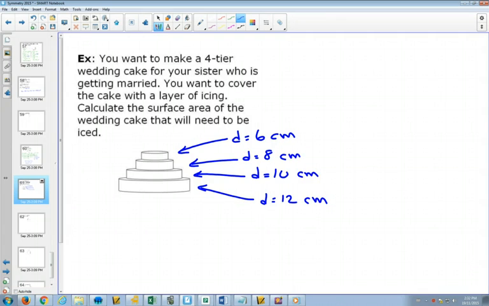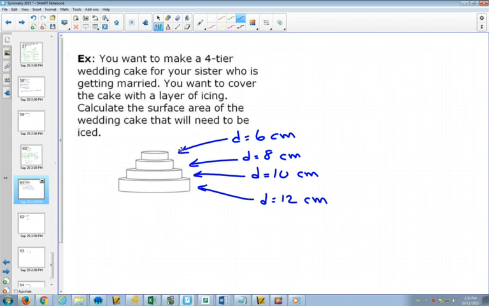So we're making a fancy wedding cake. You're stacking all those cylinders on top of each other, and then you want to ice it. We're going to figure out the total surface area to ice the whole thing. Yes? How do you know it was 6, 8, 10? I made those numbers up. Yeah. So we made up the 6, the 8, the 10.